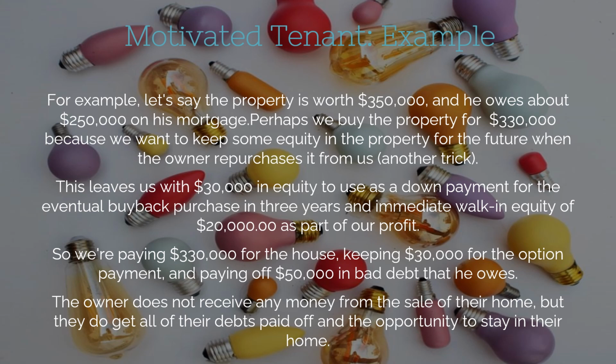This is another technique. Let's say we bought the property for $330,000, leaving us with $30,000 in equity to use as the down payment for the eventual buyback purchase in 3 years, and the immediate walk-in equity of $20,000 as part of our profit. So we are paying $330,000 and keeping $30,000 for the option fee payment, and paying off $50,000 in the bad debt that he owes, the credit card debt or any other debt.